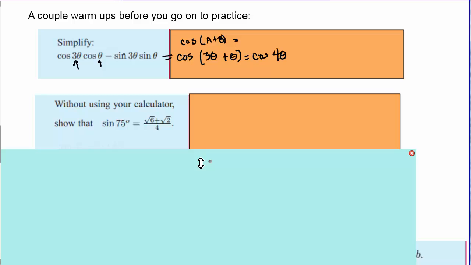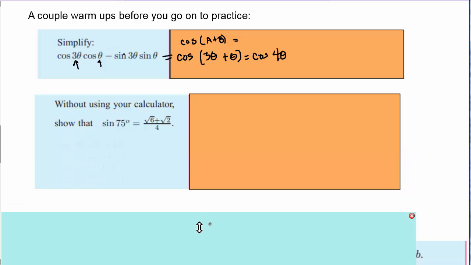All right, let's try another one. Now this one's a little more interesting. Without using your calculator, show that sine of 75 degrees is this fancy surd thing. Well, since we're not going to use our calculator, we have to be working with angles we know. The key to this problem is to notice that 75 is equal to 45 plus 30. Angles we know, pi over 4 and pi over 6.